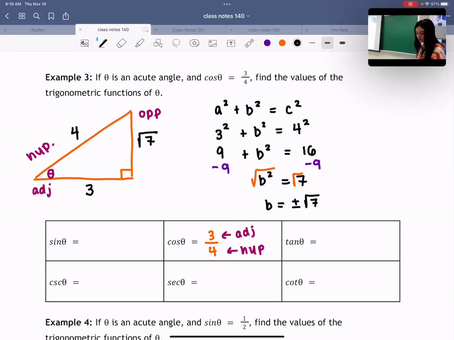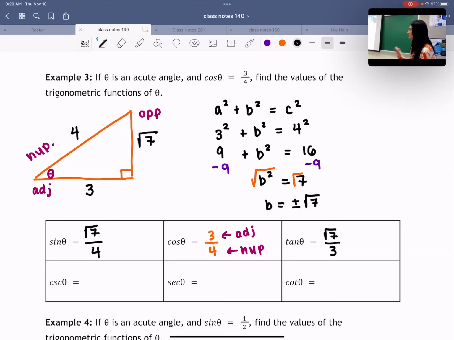Can someone tell me what sine of theta is? Square root of 7/4. Perfect. Square root of 7 over 4. That was easy, right? It's opposite over hypotenuse. Okay. Let's do tangent. Can someone give me what the tangent is? Square root of 7 over 3. Good. All right. Just using the definitions.